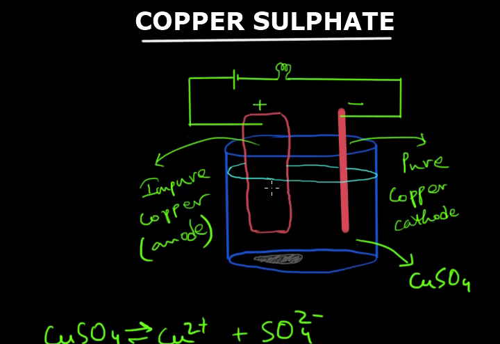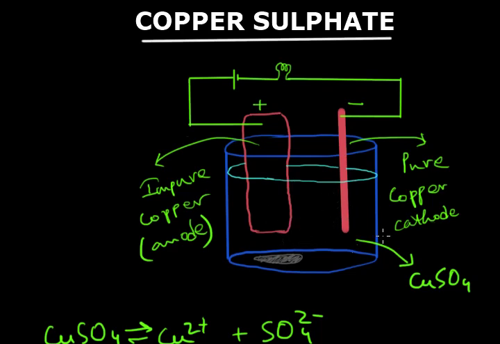The copper from the impure copper bar, which is used as anode, gets transferred from the bar to the solution and it gets accumulated to the pure copper cathode electrode.